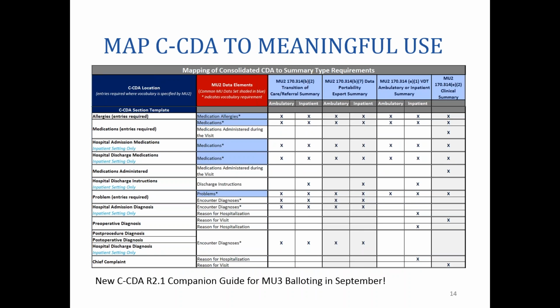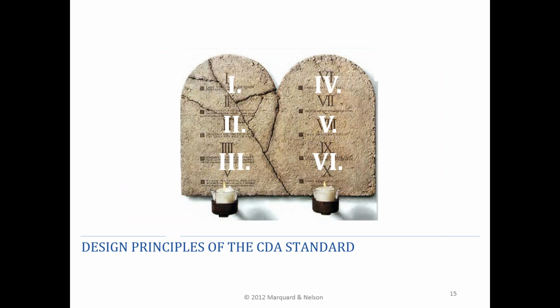There's terminology that's used in meaningful use, like transition of care documents or portability export summaries, things like that, which we never see in consolidated CDA. To merge these things together, there's something called the Consolidated CDA Companion Guide that goes with meaningful use. We are in a new one in September that will be for Consolidated CDA Release 2.1. And yes, it's a lot to get used to in the beginning, but there's no way around it. If you want to work with these standards, you need to embrace understanding the nuances that are there.